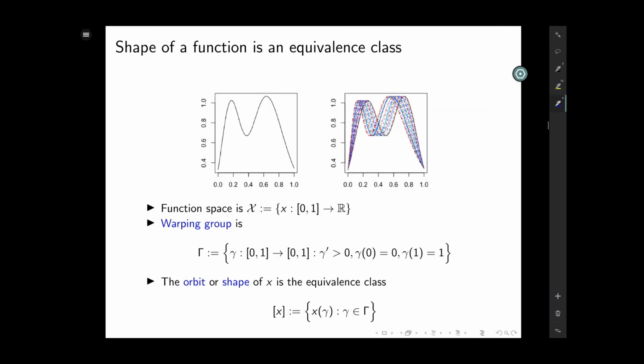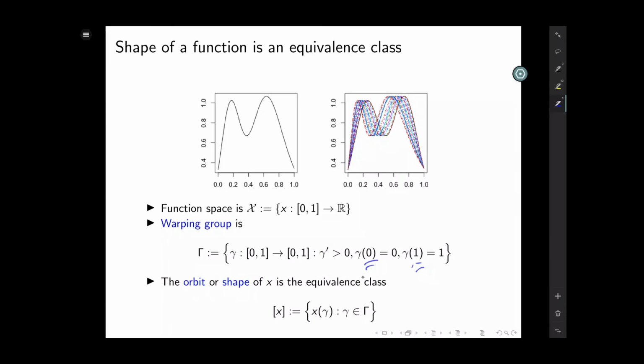So formally, we can define the shape of a function to be an equivalence class. I start off with some function space X consisting of real valued functions on the unit interval. It can't be just all real valued functions; we'll have to reduce the space, but we'll come to that later. Then I consider this set gamma of warping functions, which are strictly increasing functions which preserve the endpoints. This forms an algebraic group under the action of composition. So I have this group acting on a set.